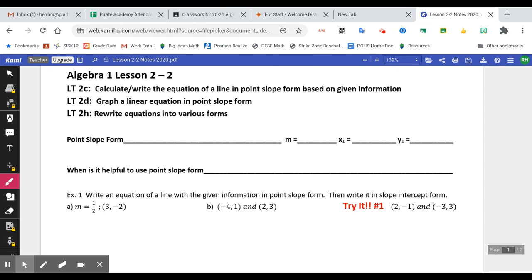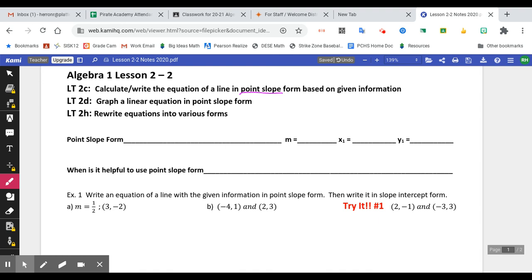All right, we are going to move on to lesson 2.2 today, which has a few different learning targets. In the last lesson we worked on slope-intercept form, which is y equals mx plus b. Today we're going to talk about point-slope form, which is a little bit different, but very, very helpful when it comes to putting lines on graphs when you have different information given to you.